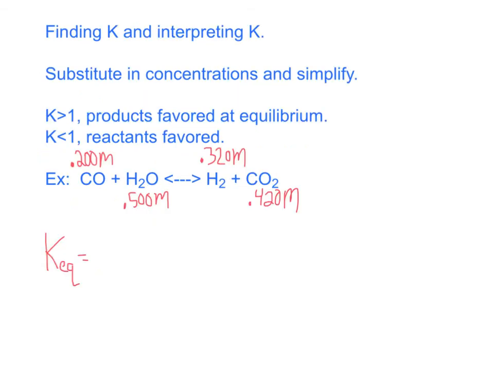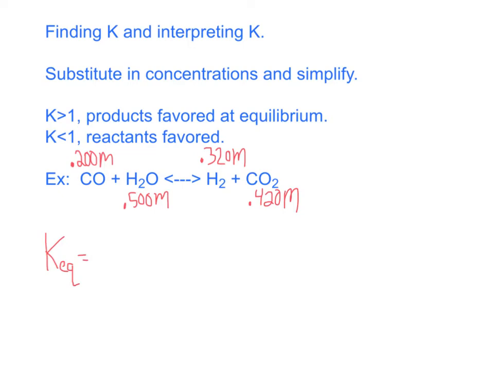Okay, so we're going to do some problems that actually involve numbers, where we're going to find the equilibrium constant, find K, and interpret K. So you basically write the expression, and then you substitute in the concentrations, and you simplify.